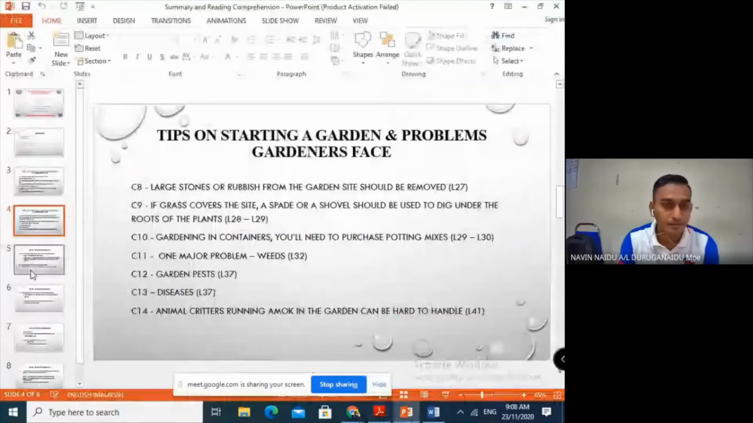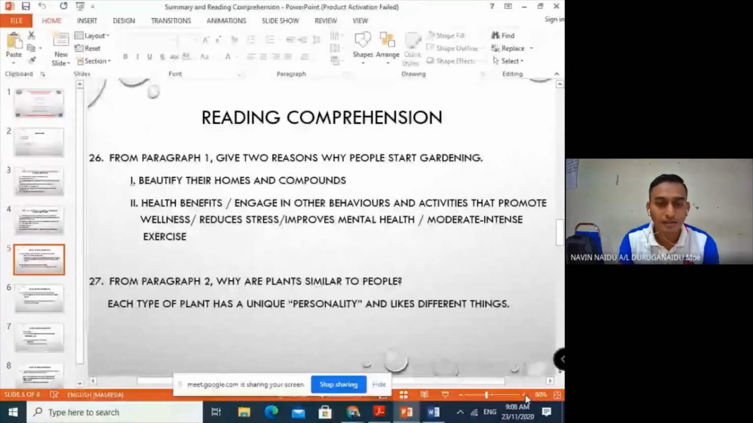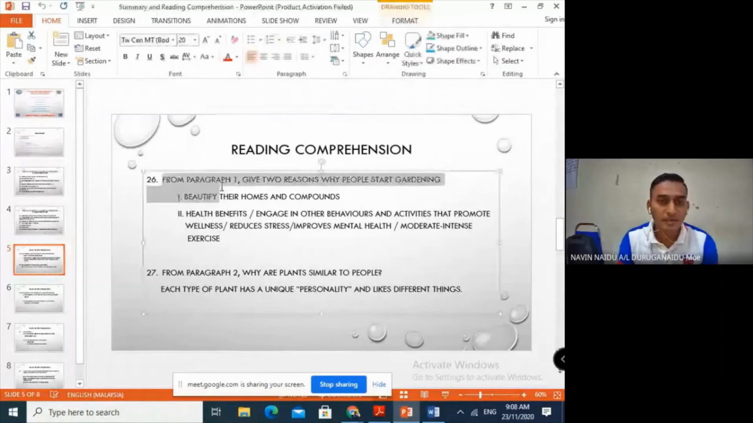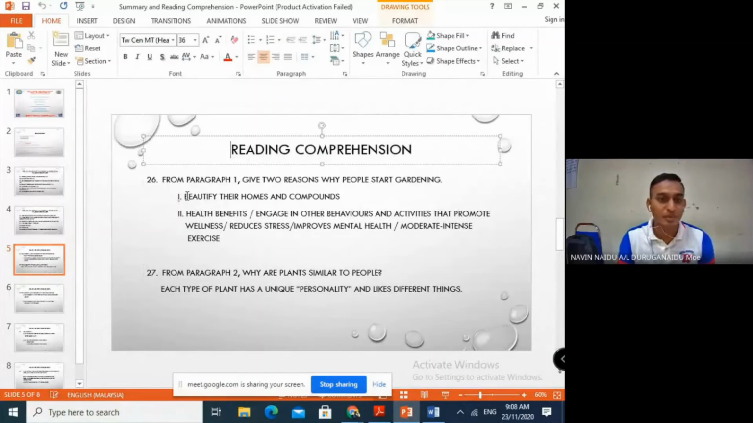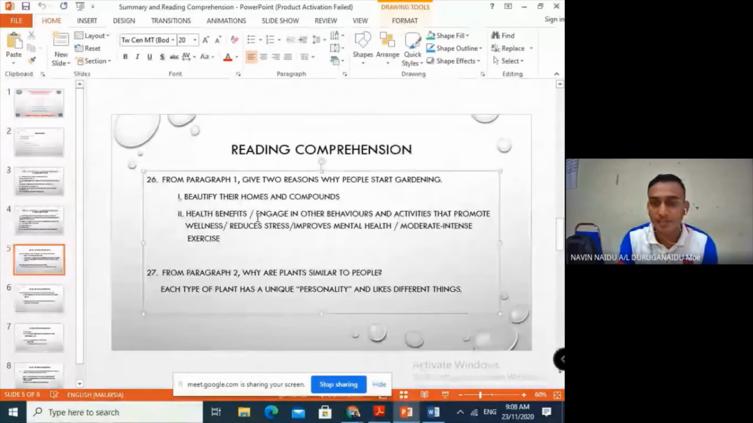Okay, so we check the answer. From paragraph 1, give two reasons why people start gardening. Number 1, to beautify their homes and compound. Okay, you are correct, Nabil. Number 2, there are some answers, so you can choose any of the answers below. Health benefits, engage in other behaviors and activities that promote wellness, reduce stress, improve mental health, moderate intense exercise.